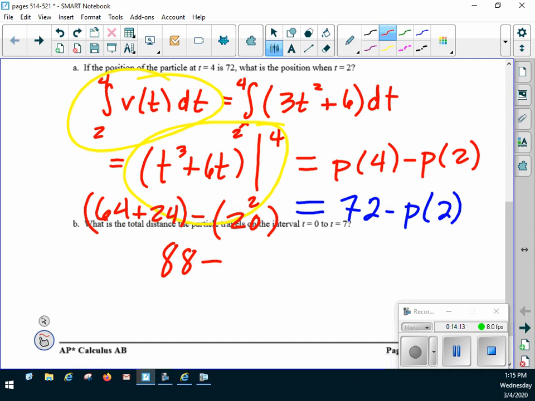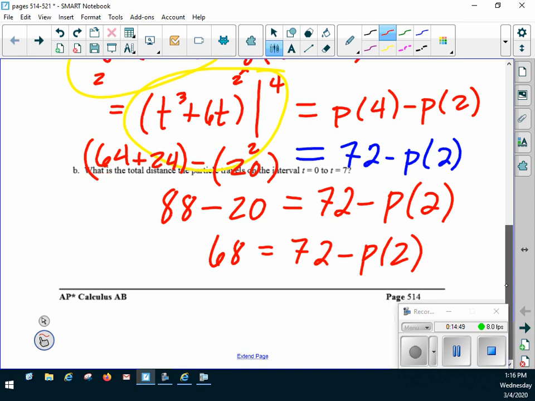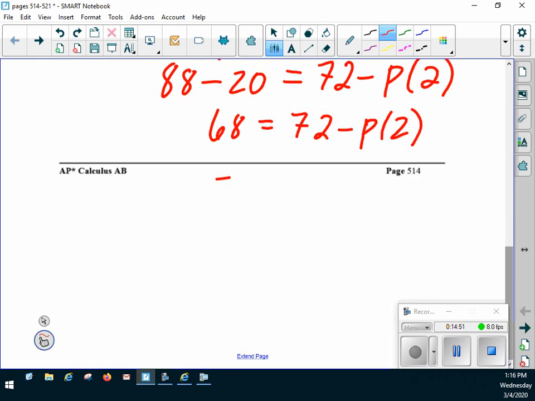Did I do something wrong? No, I did. And this gives me what, 68 equals 72 minus p of 2. I promise I'm not ignoring you, what you're asking. So this gives me what, negative 4.